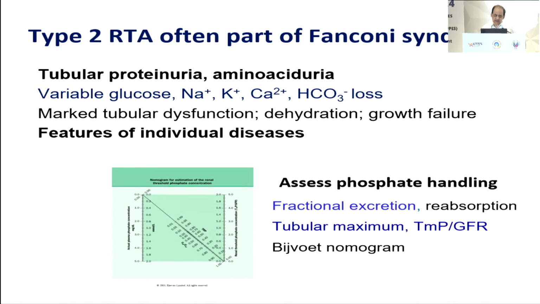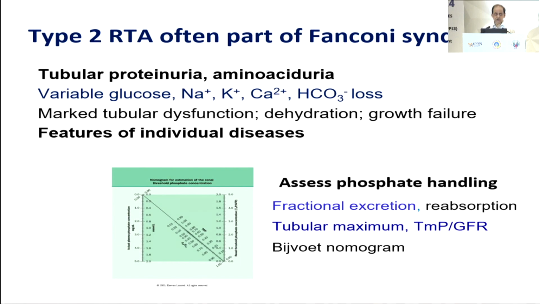Now, proximal RTA compared to distal RTA is really a part of Fanconi syndrome. Most patients who have proximal RTA in fact have the entire Fanconi syndrome, and Fanconi syndrome really implies the presence of tubular proteinuria and amino aciduria. These have to be there. You can't have Fanconi without amino aciduria and or tubular proteinuria. Other things, glucosuria, sodium losses, calcium losses, are variable. These may not always be there, but you do need to show that there is tubular proteinuria, not the albumin, but the tubular proteins like retinol binding protein or beta 2 microglobulin and so on.